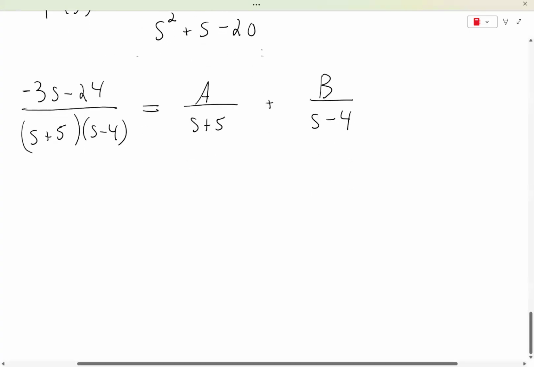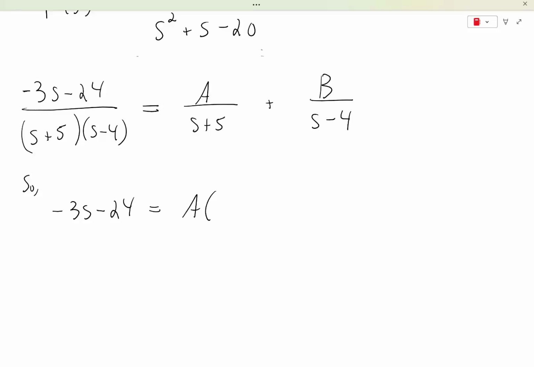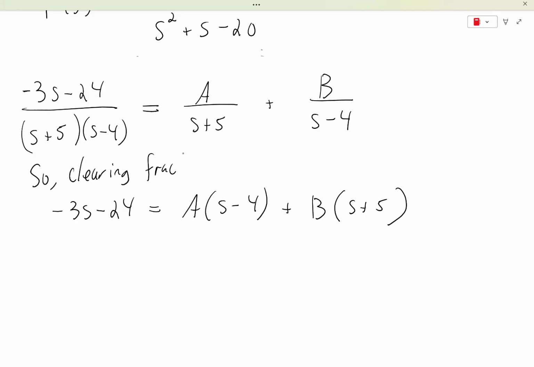What you could do here is multiply both sides by the LCD to clear out the fractions. If you clear the fractions, I get negative 3s minus 24 is equal to a times s minus 4, because the s plus 5 would cancel, plus b times s plus 5. So clearing fractions, multiply both sides by this, and you end up with this here.